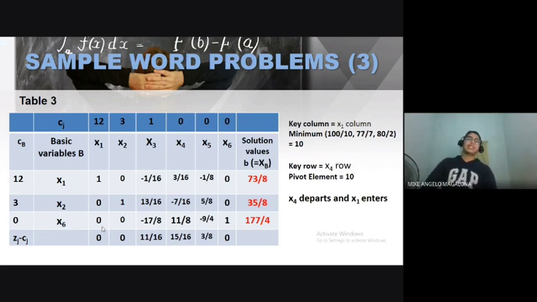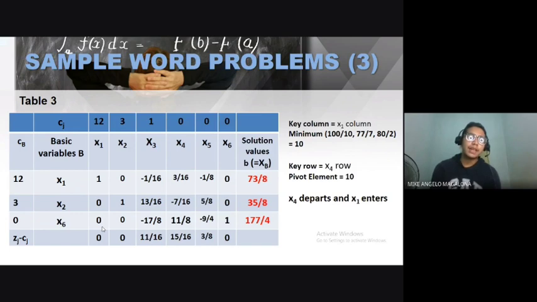For our table 3, our key column is still the x sub 1 column. Our minimum, as usual in table 2, 100 divided by 10, 77 divided by 7, and 80 over 2 is equal to 10. Our key row is still the x sub 4 row, and our pivot element is equal to 10. Hence, there are now changes in our data. In the x sub 1 column, we have 1 0 0 0. In x sub 2, we have 0 1 0 0.